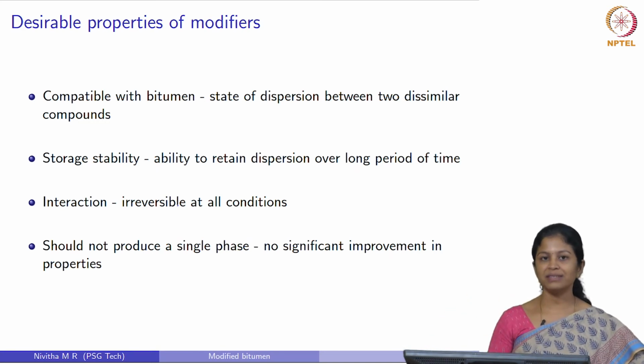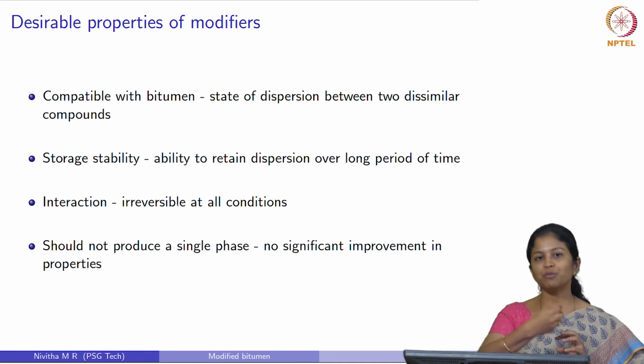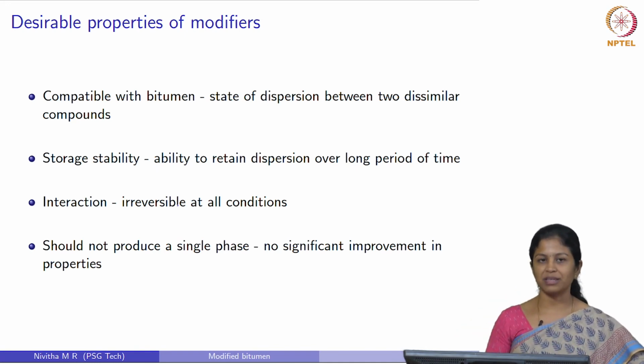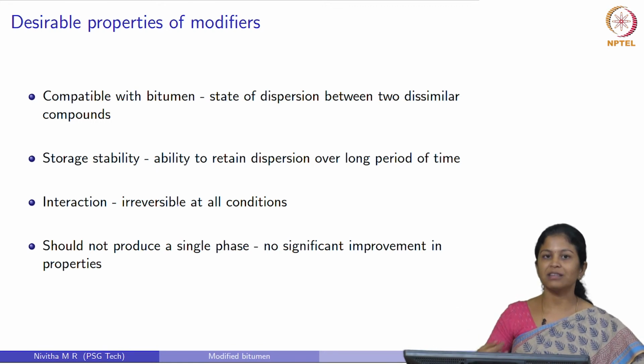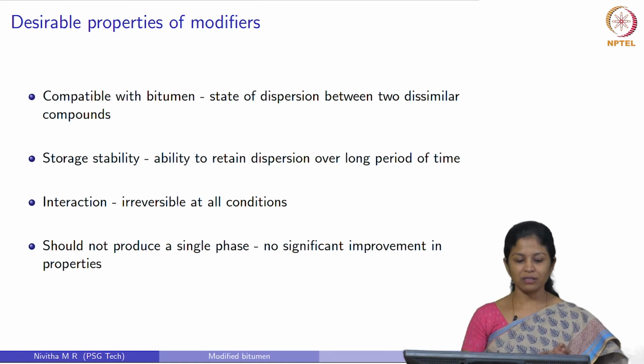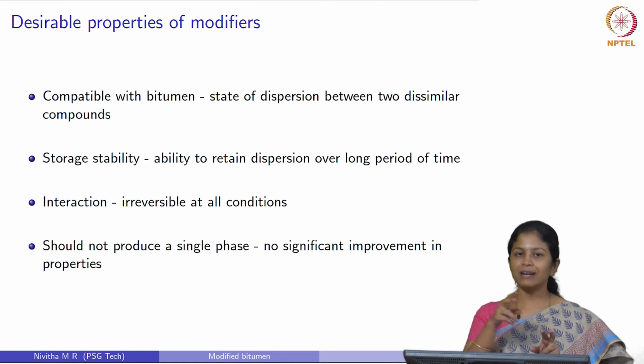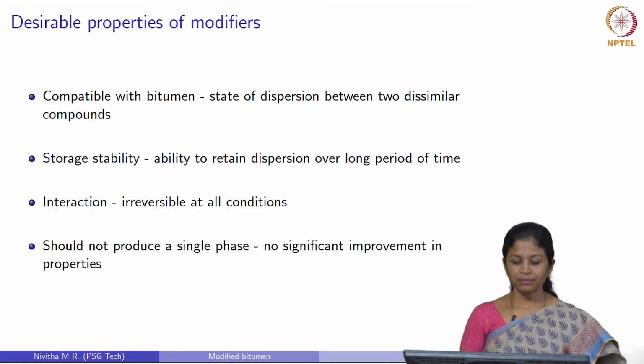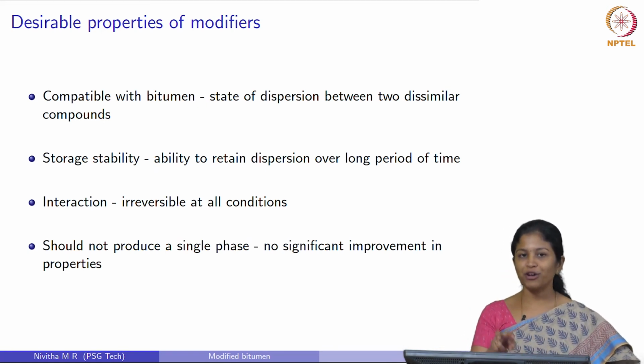And the third one is the interactions that develop between the modifier and bitumen; they should be irreversible at all conditions. Say we heat bitumen to 180 degrees, they should not phase separate out. We apply some amount of load on the modified bitumen, and they should not phase separate out. So, under any given condition, the blending between the modifier and bitumen should not phase separate out. That is what we call interactions which are irreversible at all these conditions. And the last one is that it should not produce a single phase.